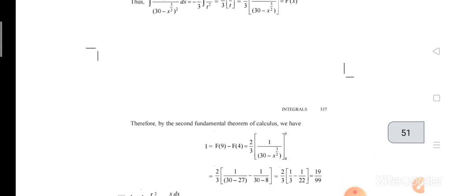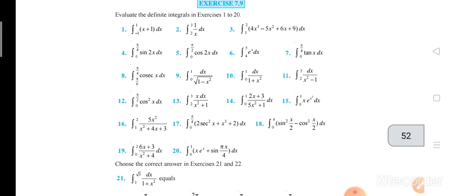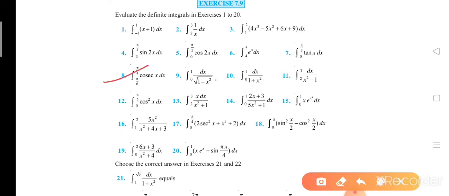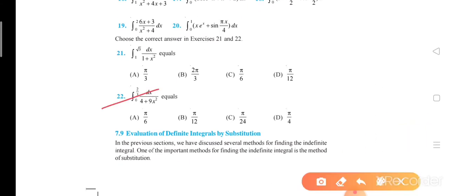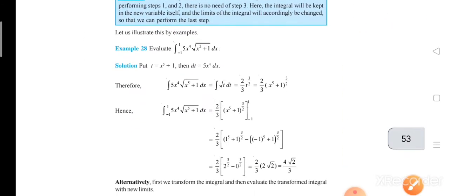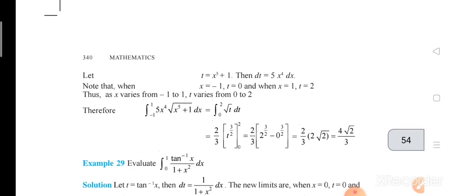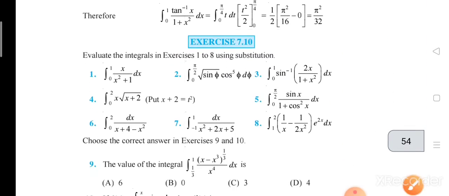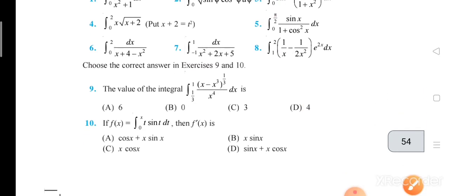Now integrals with definite limits, all examples. And from the exercise question number 8, 10, 12, 15, 18, 20 and 22. These are important ones. Now next exercise from 7.10, all examples. Here question number 2, 5 and 8. These are important.